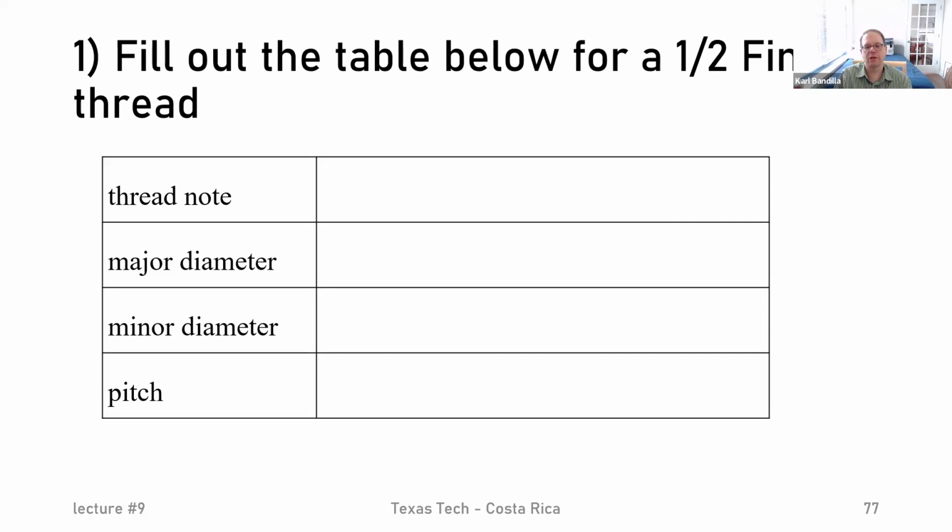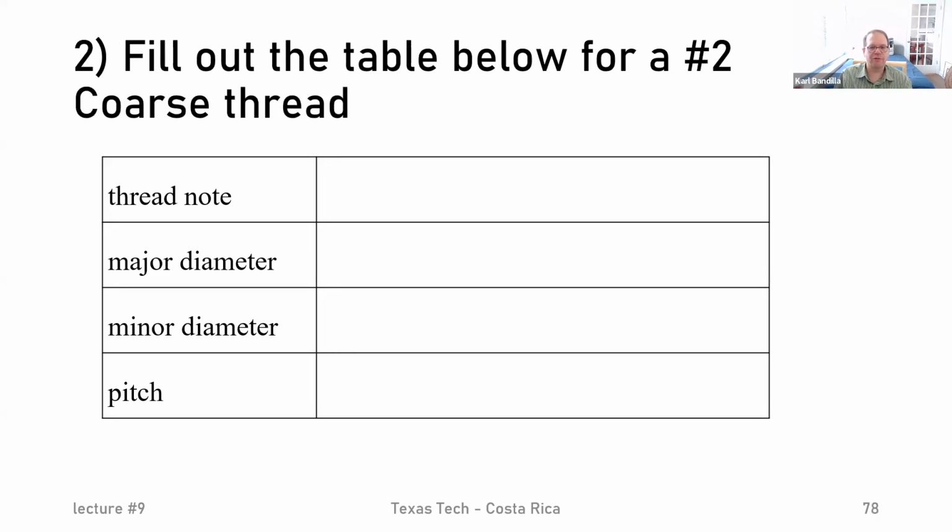All right, so we have 2 for Unified National, one that's 1/2 fine. They want you to write out what the thread note is, what the major diameter, what the minor diameter is, and then what the pitch is. Now be careful, I'm asking for the pitch here. The table is going to give you threads per inch, but I want to have the pitch, so you have to do 1 over that. That's for 1/2. Then for a number 2 coarse. These will both be Unified National.